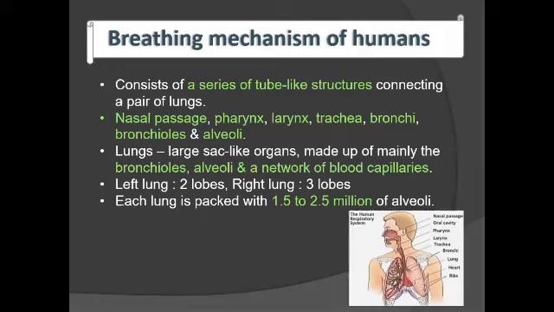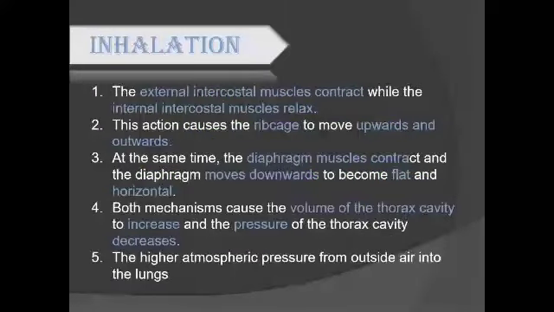Next, the breathing mechanism of humans. Humans consist of a series of tube-like structures connecting a pair of lungs. There are nasal passage, pharynx, larynx, trachea, bronchi, bronchioles, and alveoli inside our bodies. The lungs is a large sac-like organ made up of mainly the bronchioles, alveoli, and a network of blood capillaries. There are 2 lobes inside the left lung and 3 lobes in the right lung. Each lung is packed with 1.5 to 2.5 million of alveoli.